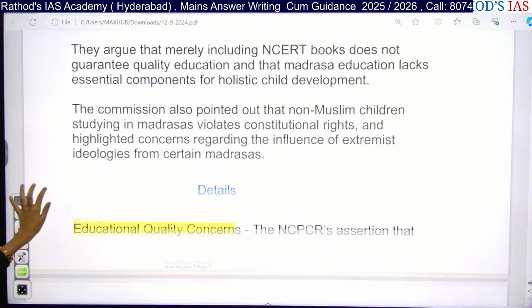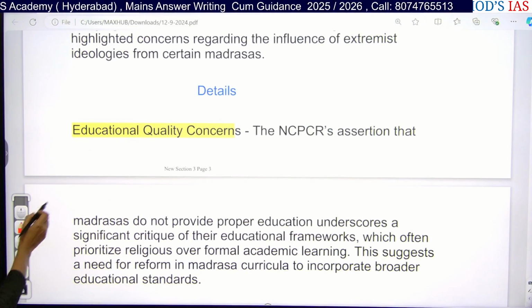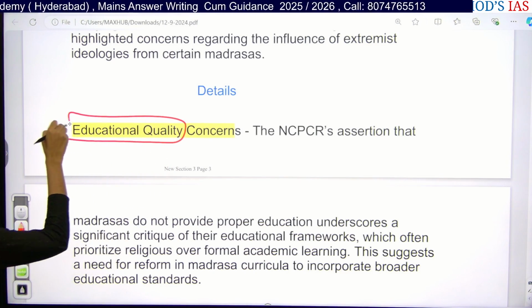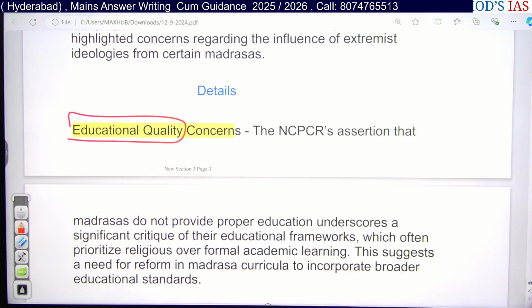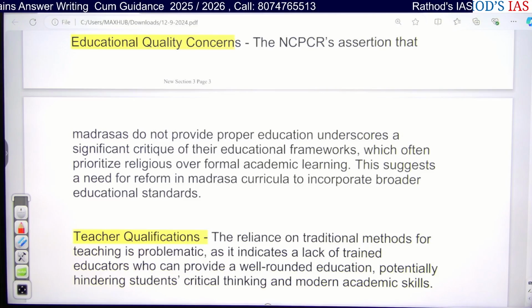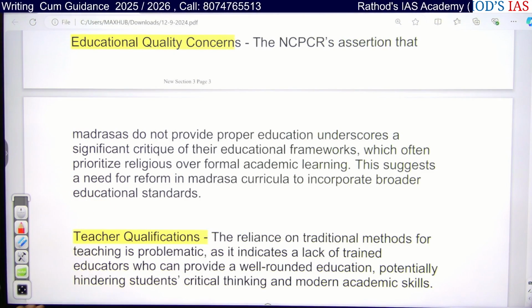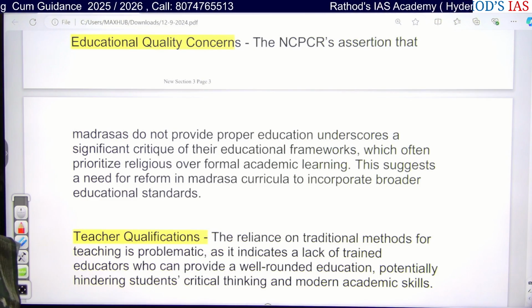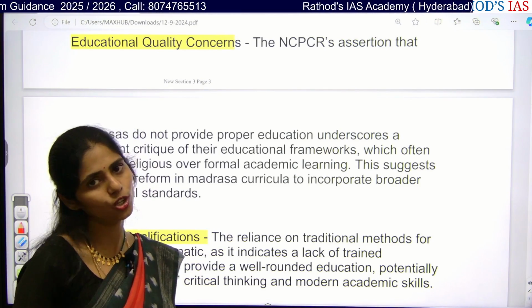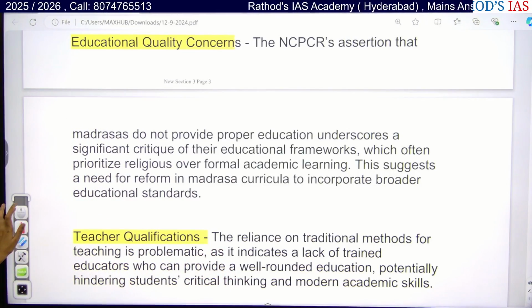Let us dig deep. If you see this article clearly, we can understand that yes, there are concerns regarding quality of education. These madrasas are not providing quality education, and whatever the critical educational frameworks regarding academic learning, education standards, and holistic development of children, they are not at all following these things. Because of this, the quality of education is compromised.